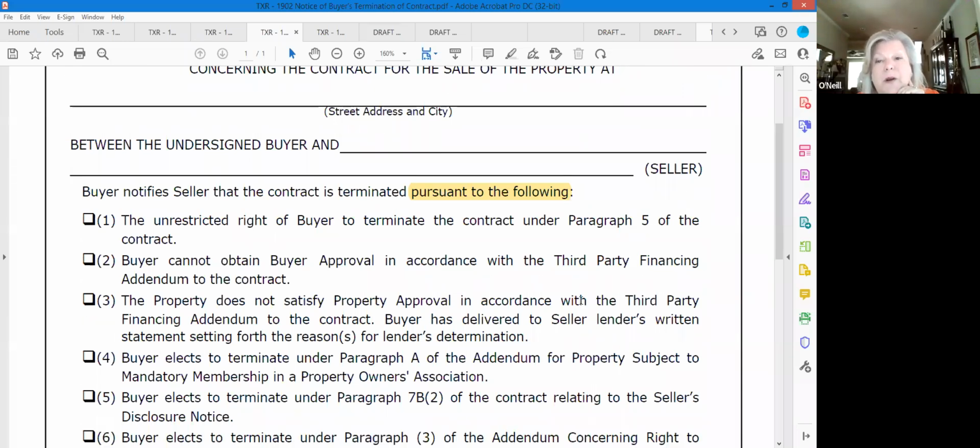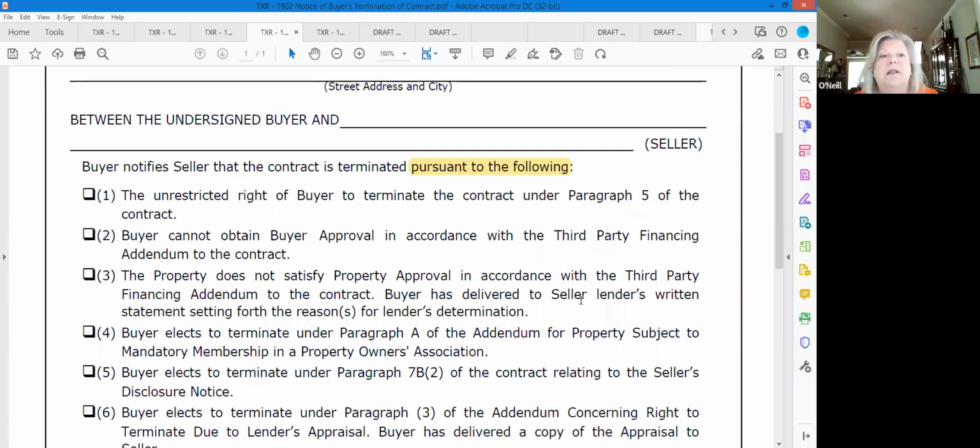Okay. The first paragraph I'm going to point out to you says the unrestricted right of a buyer to terminate the contract under paragraph 5 of the contract. Well, paragraph 5 says that the buyer has to pay for the option in order to get something. Our poor listing agents and sellers have to deal with this all the time. Buyer has not paid the option fee, but they send this form saying, I'm terminating based on that. You cannot terminate unless you paid the option fee.